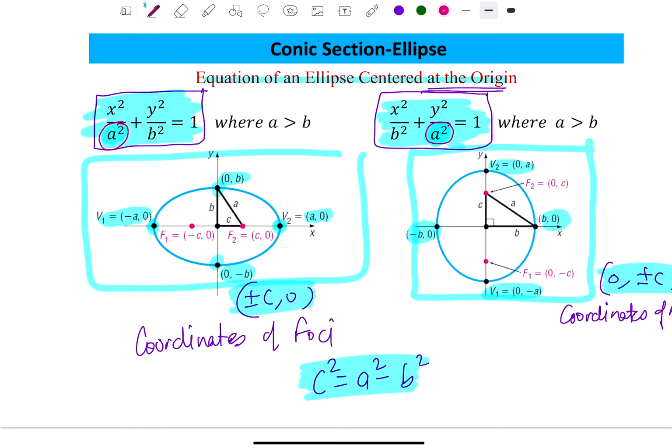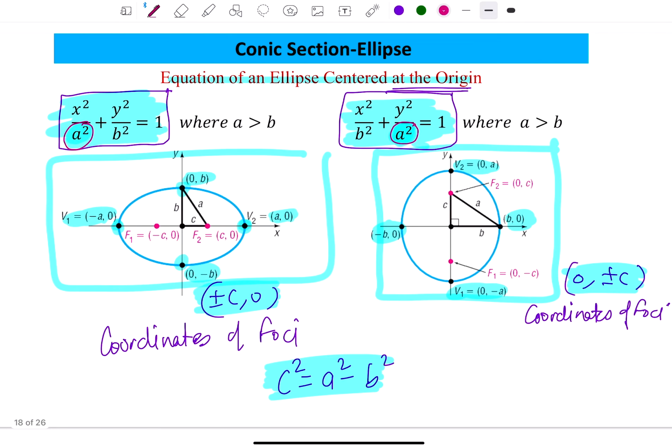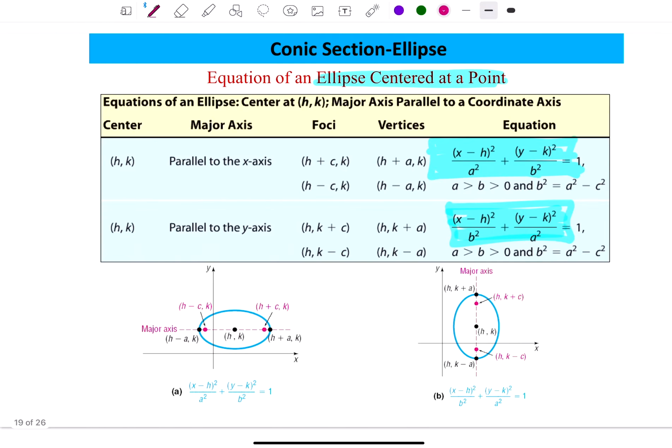So vertices will be along the major axis, co-vertices will be along the minor axis, and foci will also be along the major axis. To find the coordinates of the foci, if the x-axis is the major axis, they will be plus or minus c, 0. If the y-axis is the major axis, it would be 0, plus or minus c. To find c, we can use the relationship c squared equals a squared minus b squared.